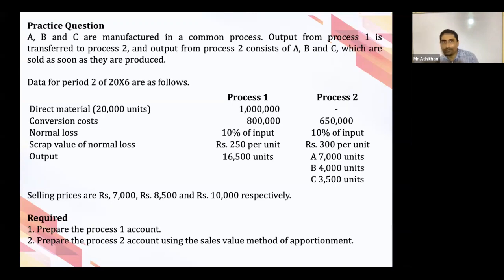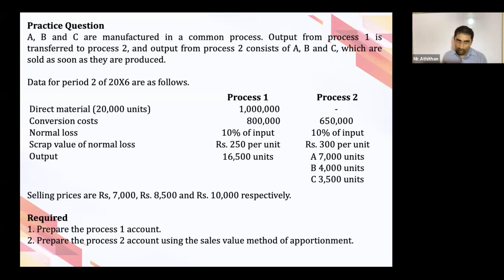Output from process 2 consists of A, B, and C. Process 2 is also completely common cost, right? The reason is that at the end of process 2, it is split as A, B, and C. So, entire process 1 and process 2 are common cost, right? Not further processed. They are sold immediately, as they are produced from process 2, right?